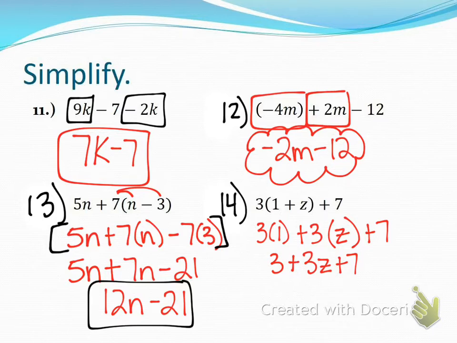What combines? Okay, so 3 plus 7 is 10. Good. So you can either write it as 10 plus 3z or 3z plus 10. Usually, and we will get more picky about this later on, usually we like the variable first and then the constant number. Okay, but either way is okay for now.